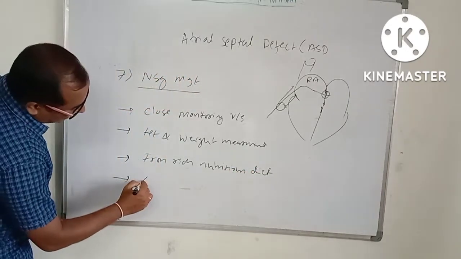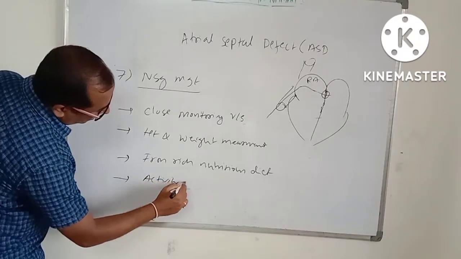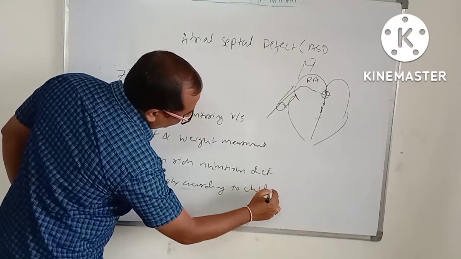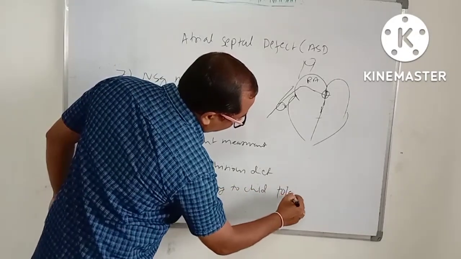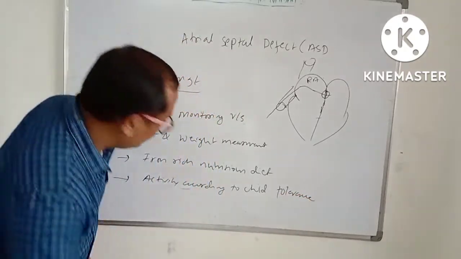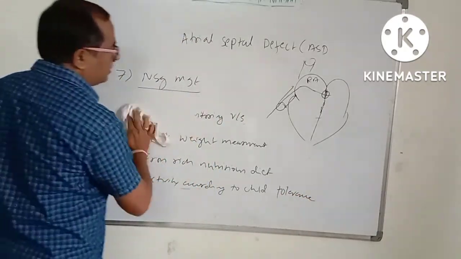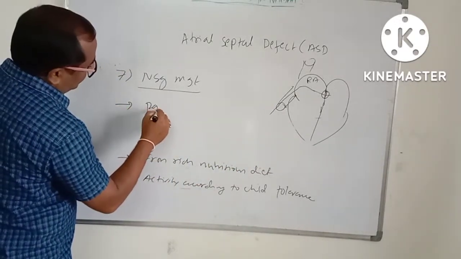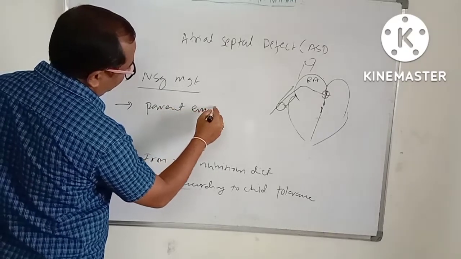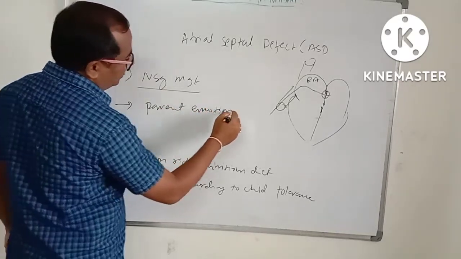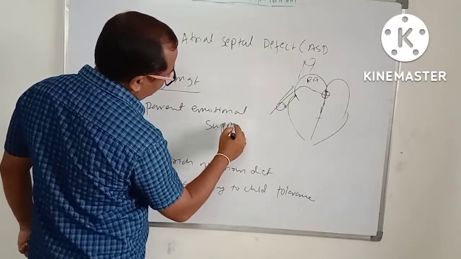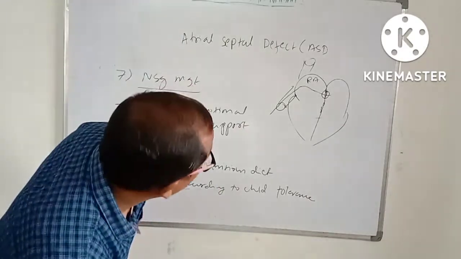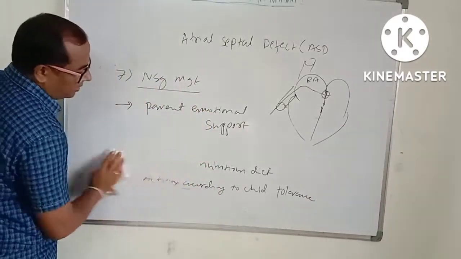Then assign activity according to child tolerance. However much the child can tolerate, only that much activity should be assigned. Next, emotional support should be given to the parents. The nurse has to give emotional support to the parents because they are panicked because of the presence of a structural defect, that is, an atrial septal defect.